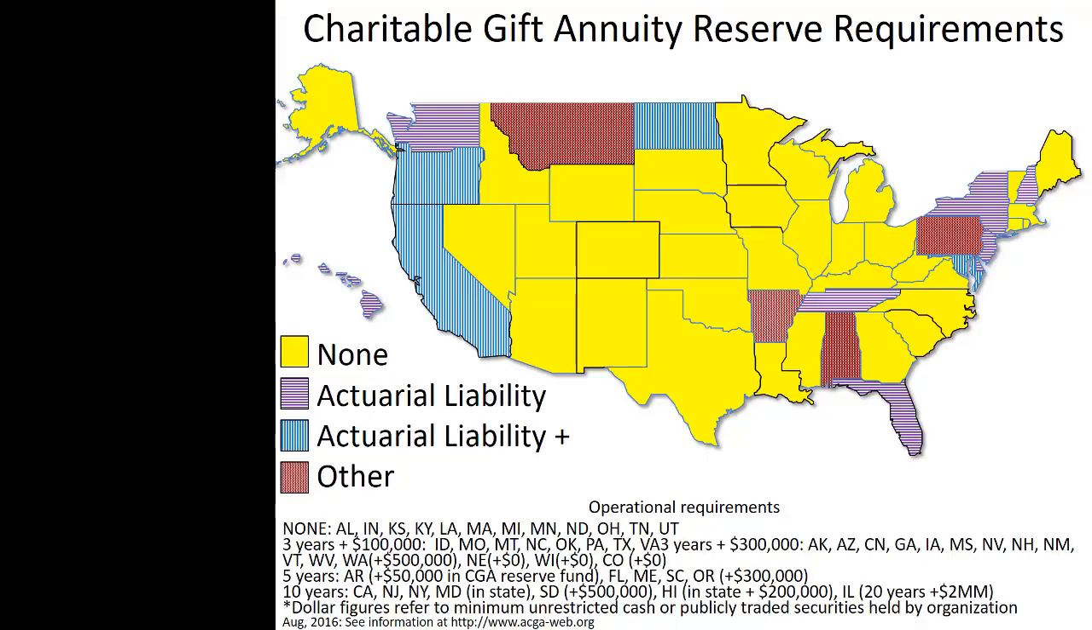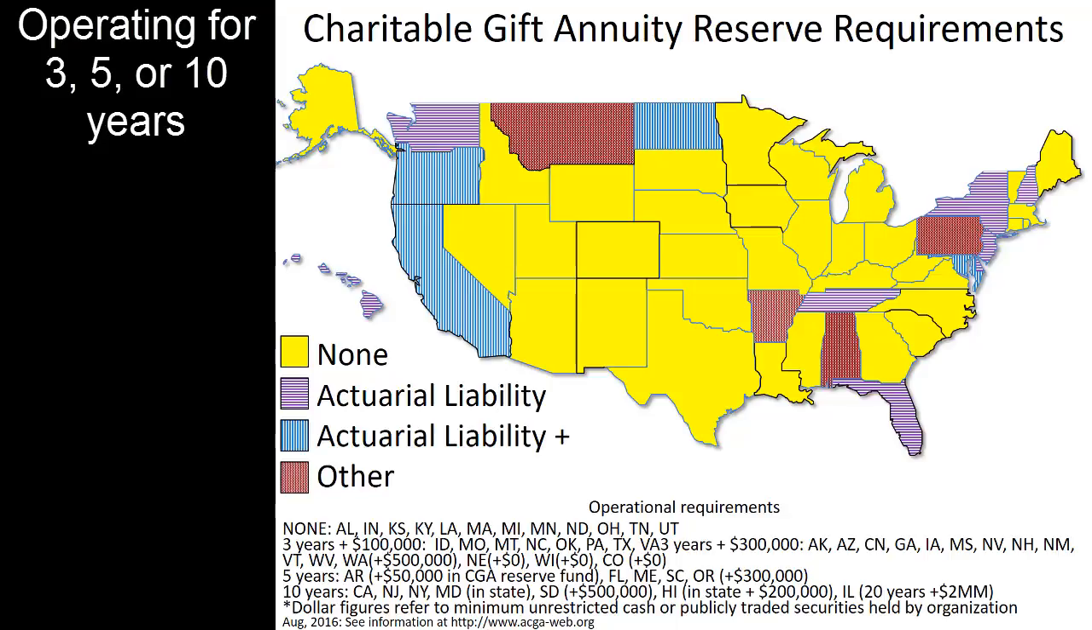Several states have operating requirements such that a charity issuing charitable gift annuities must have been in operation for a minimum number of years and have a minimum amount of unrestricted cash or cash equivalents such as publicly traded securities. Unrestricted cash, however, does not mean that there are no creditor obligations on the cash. Unrestricted cash means only that it is money that has not been temporarily or permanently restricted by a donor.